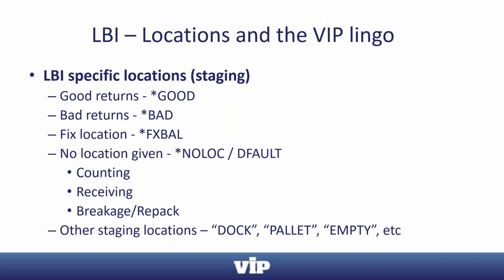A few other staging locations you might see. Again, it's completely up to you. You can name them whatever you want. There are six character locations. The dock is where you might be staging product to. A pallet location, you might be counting all of your empty pallets there. An empty location, you might be keeping track of all of your empty kegs there. So again, you have ways to manipulate the system as well.